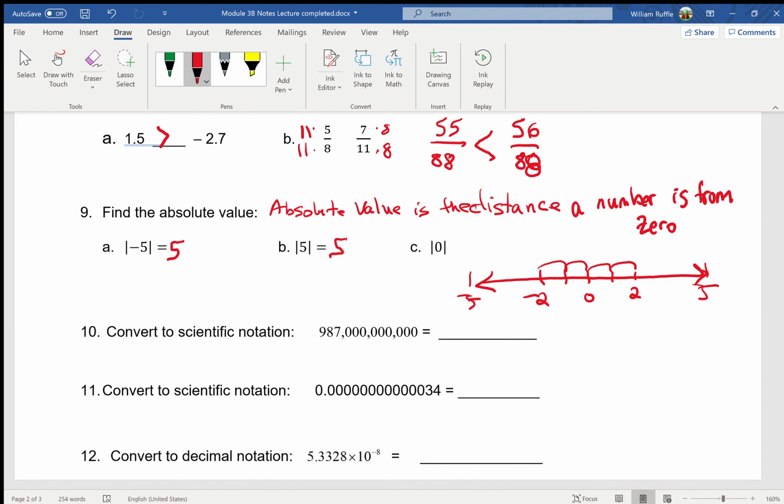Now they like to throw this in occasionally. How far away is 0 from 0? Well, it's 0 spaces away because it is the same. They're just trying to be a little silly there.